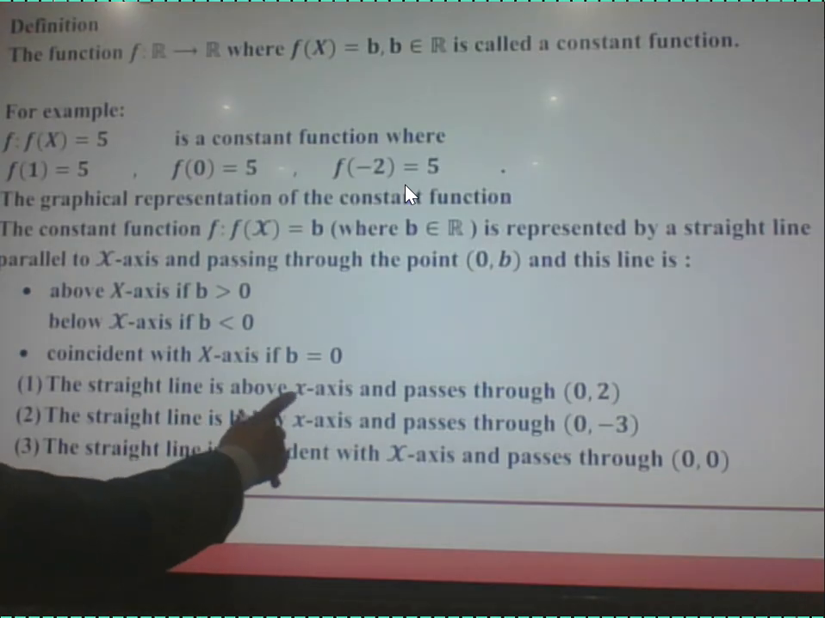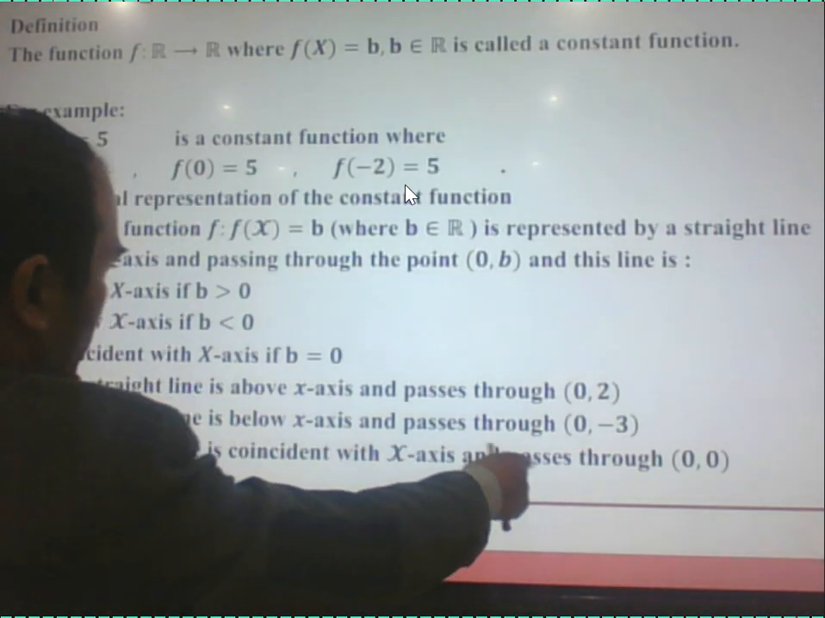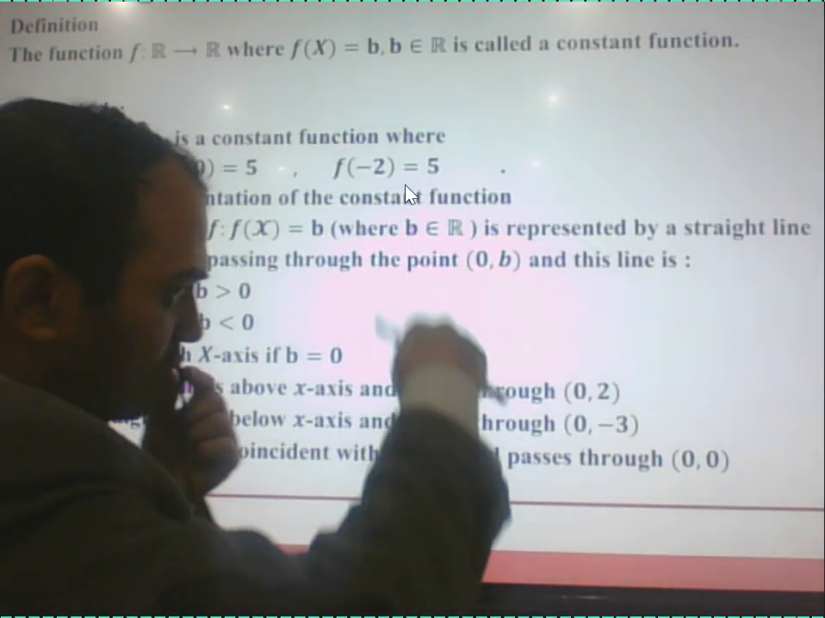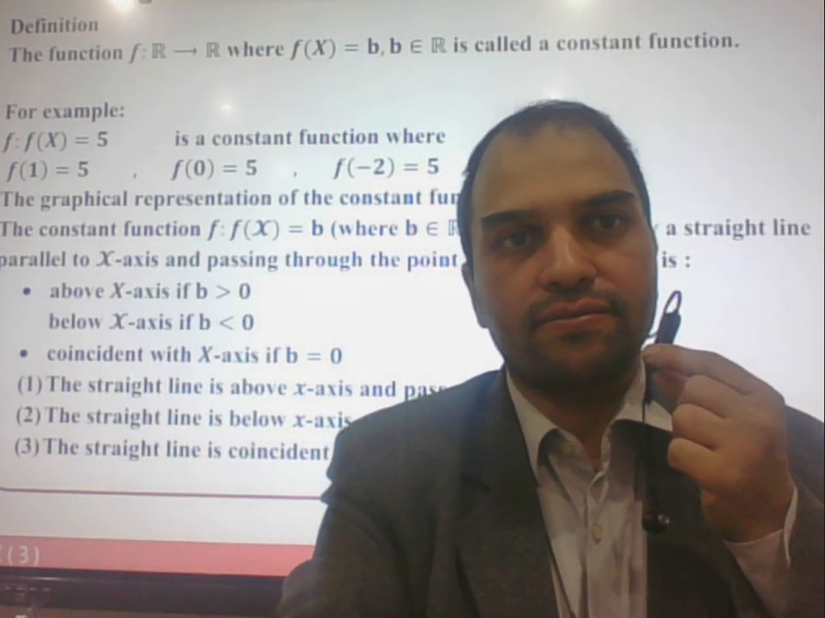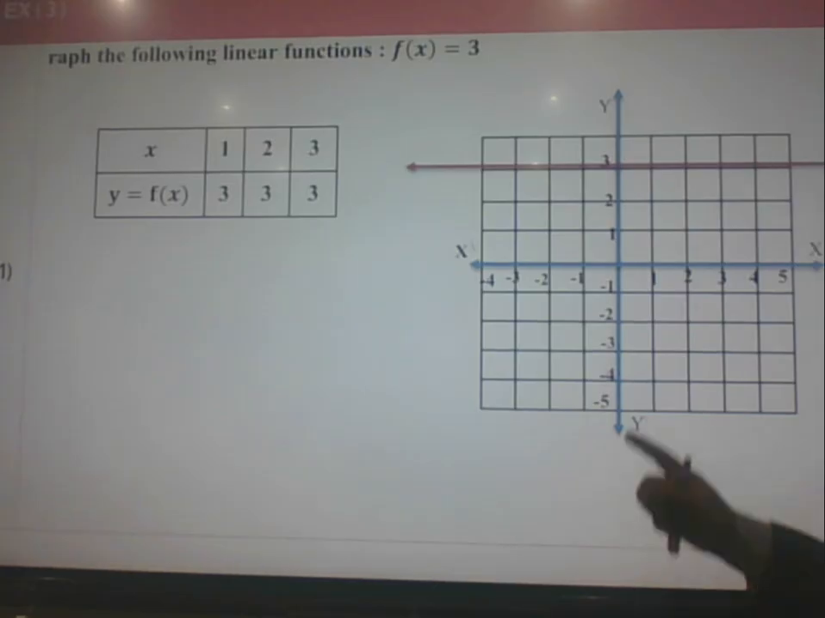The straight line above x passes through 0 and 2, like this. Or you can draw a straight line through 0 and 0, along the x-axis. Okay, listen to me about this example here.